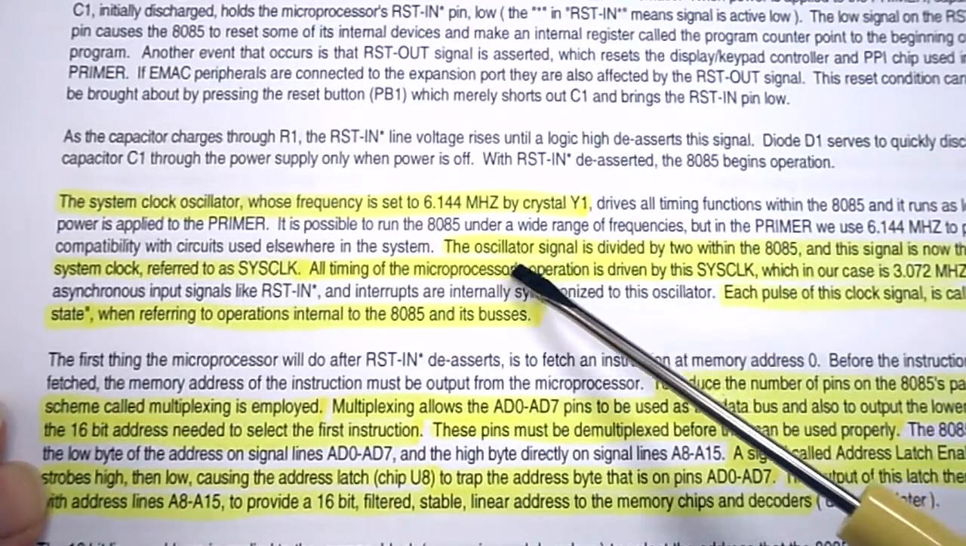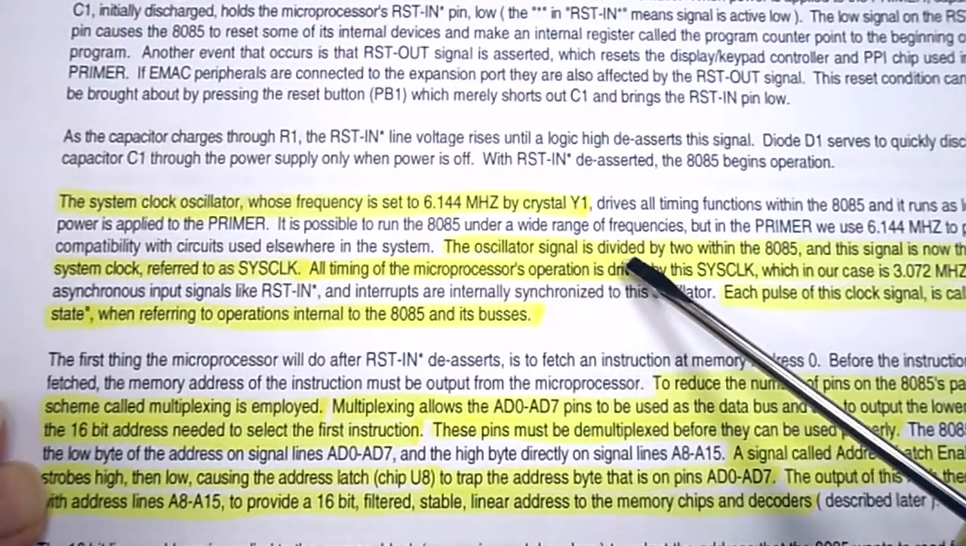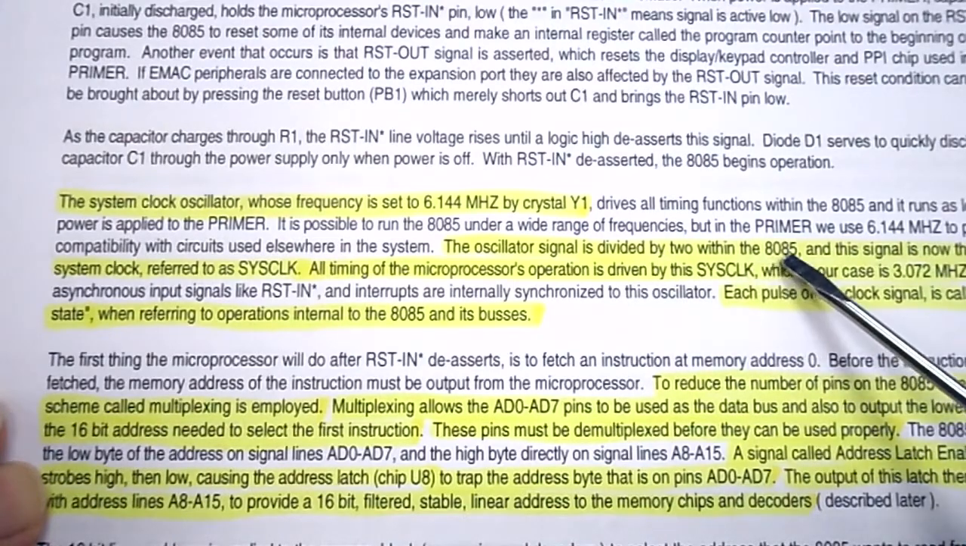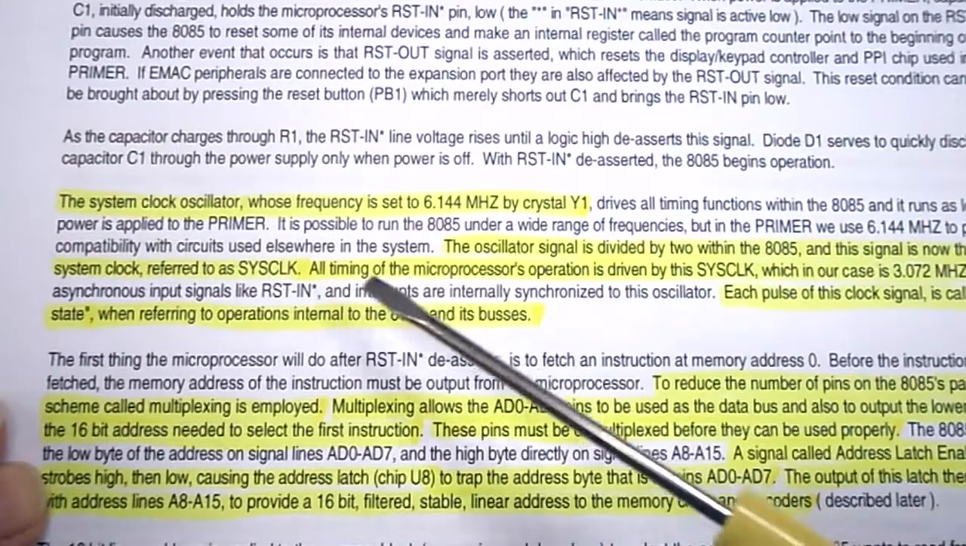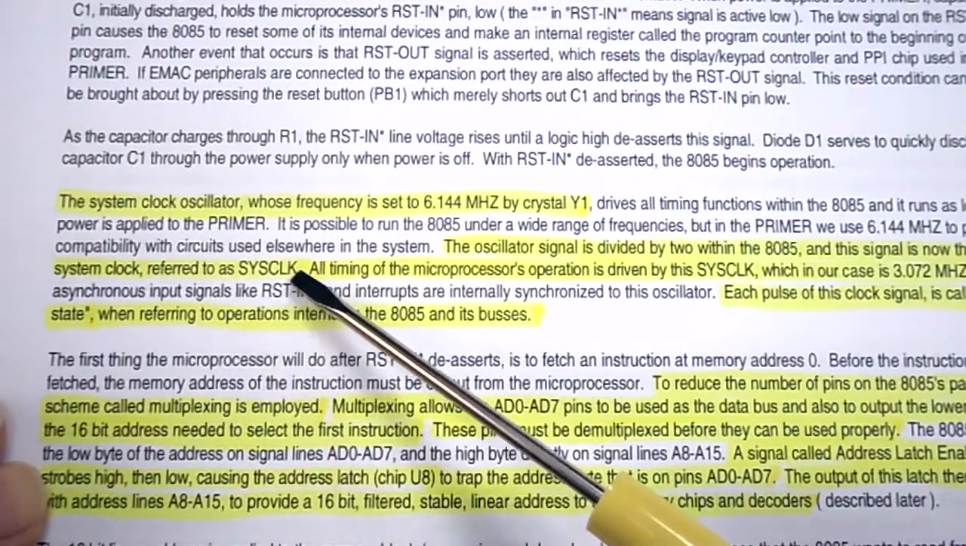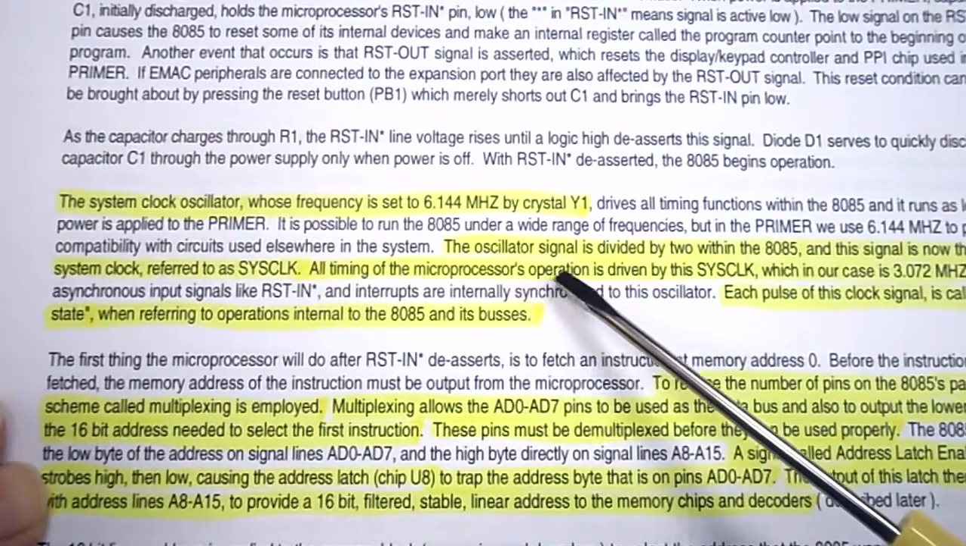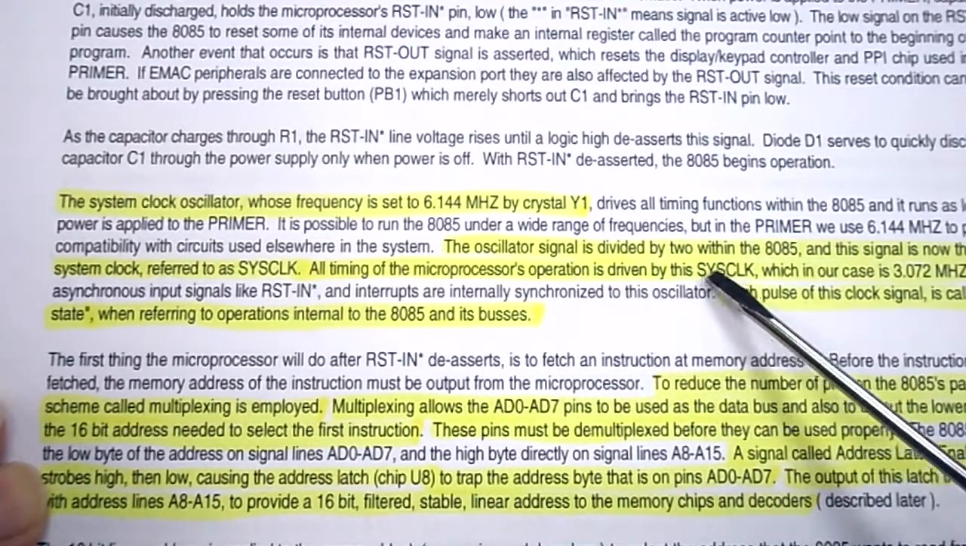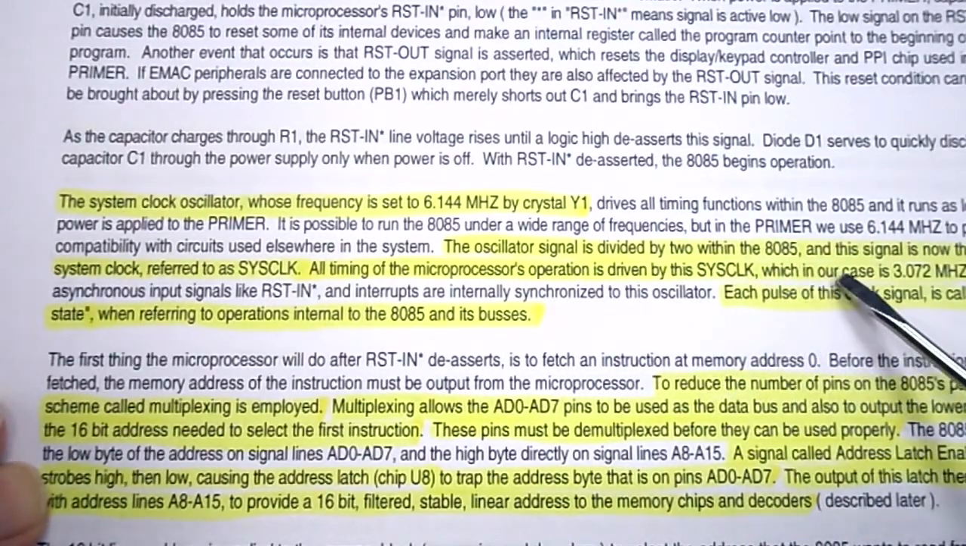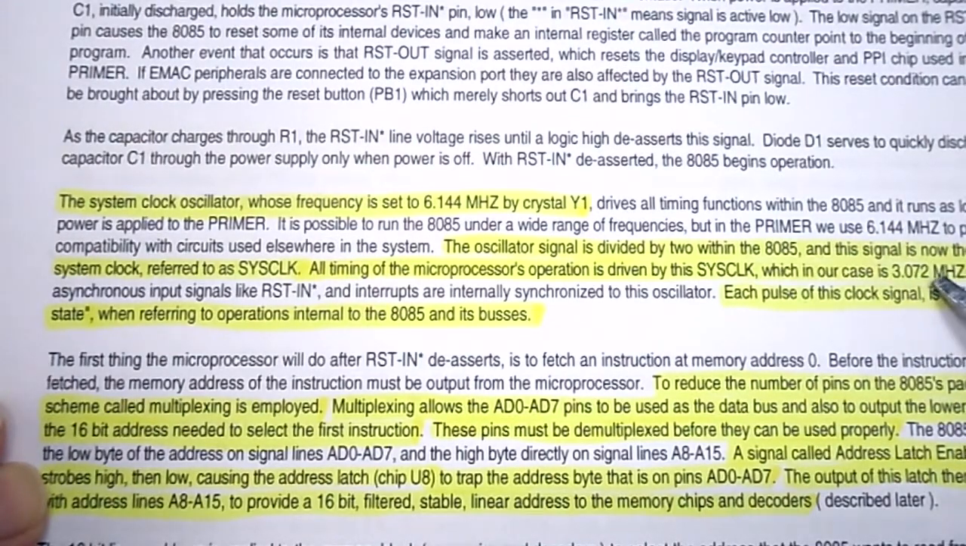But reading further, it says the oscillator signal is divided by 2 within the 8085, and this signal is now the main system clock, referred to as sys clock. It says all timing of the microprocessor operations is driven by sys clock, which in our case is 3.072 megahertz.